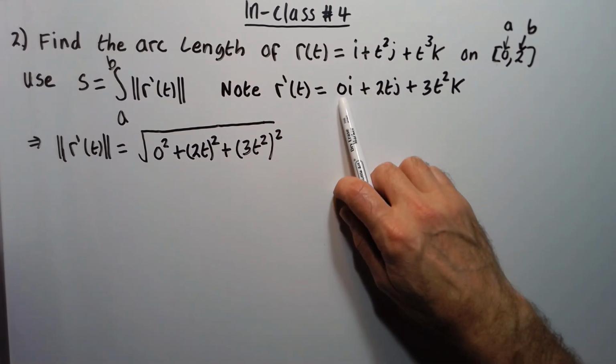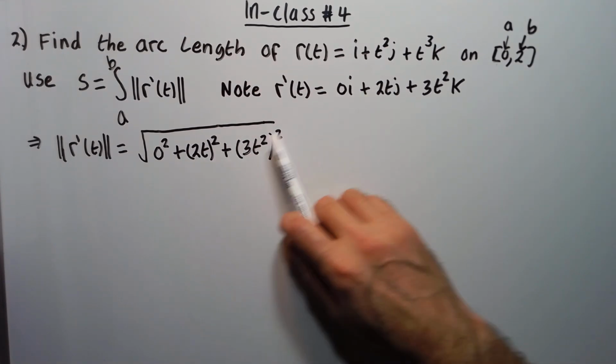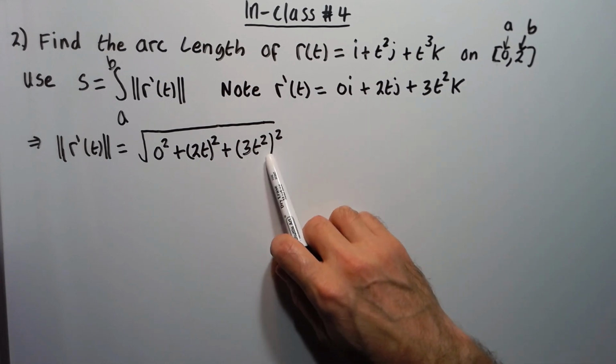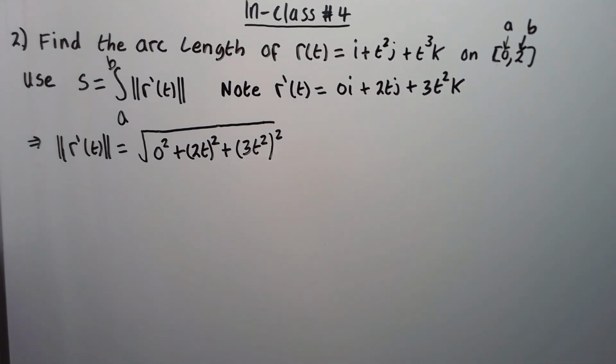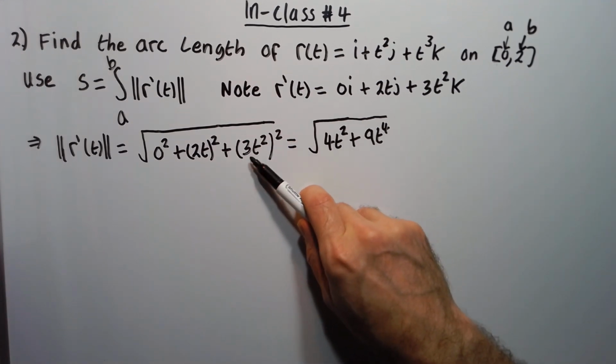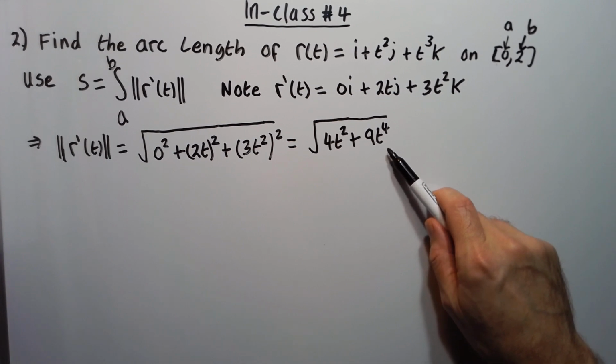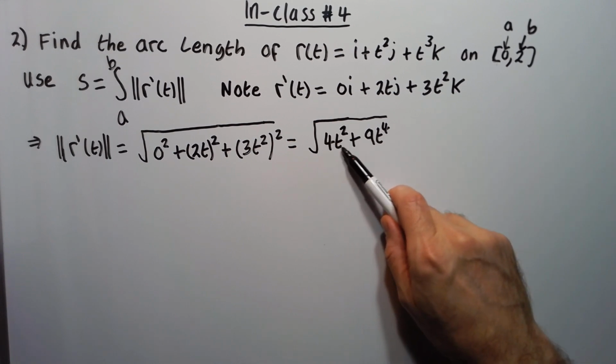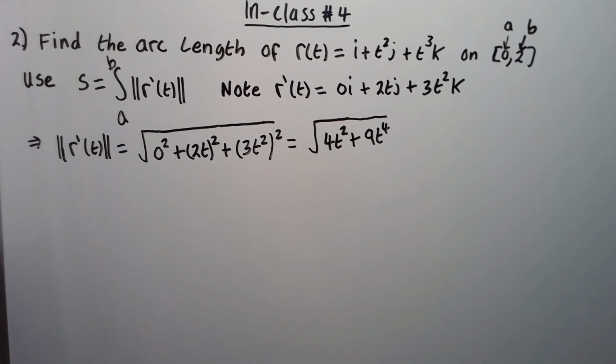Okay, so the magnitude would be the square root of 0 squared plus (2t) squared plus (3t squared) squared. Okay, simplifying this, squaring this we get 4t squared, squaring this will be 9t to the fourth. Now I can factor a t squared out of both of these. Let me factor that over here.